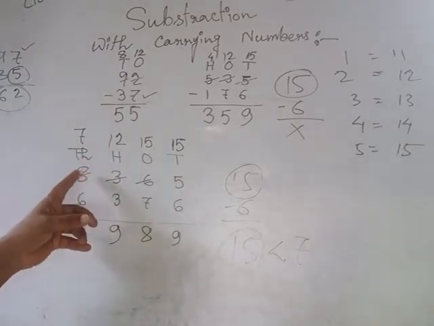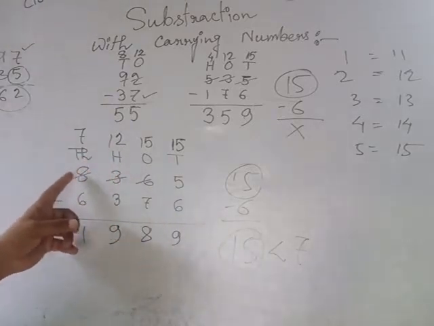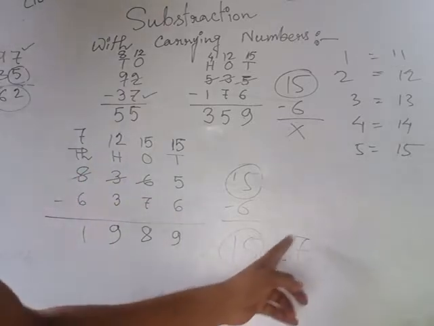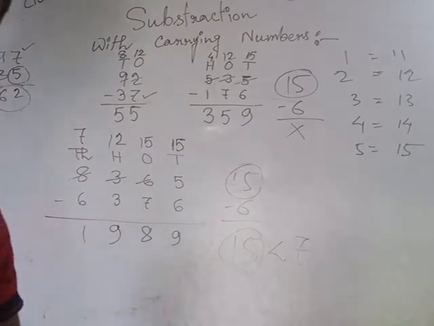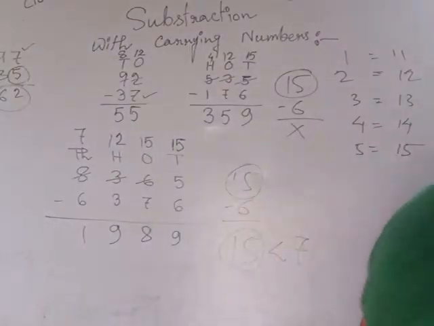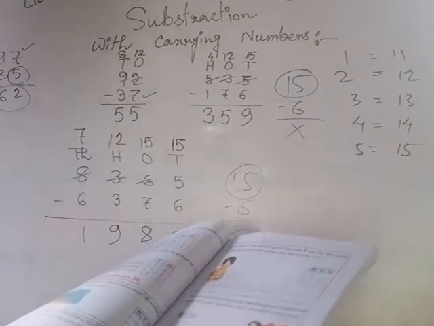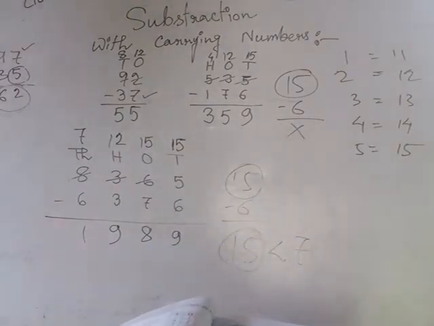We should take 1 from here. So 8 minus 1, that is 7. 7 minus 6, that is 1. So that's the result here. Okay. This one is subtraction with carrying number.